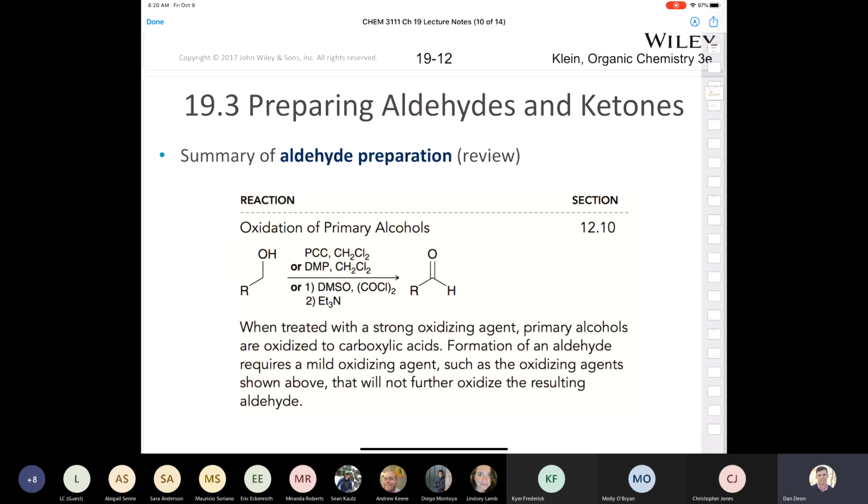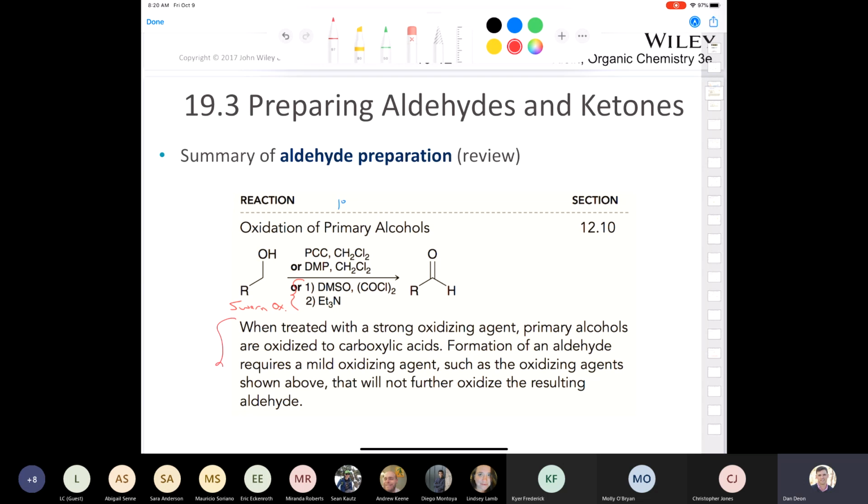The first one is the oxidation of a primary alcohol. When we oxidize a primary alcohol, either using pyridinium chlorochromate, that's PCC, or Dess-Martin periodinane, which is DMP, either one in dichloromethane, we oxidize a primary alcohol to an aldehyde. Another option is to use these conditions here, which is the Swern oxidation. The first step is dimethyl sulfoxide and then oxalyl chloride together, followed by treatment with triethylamine.